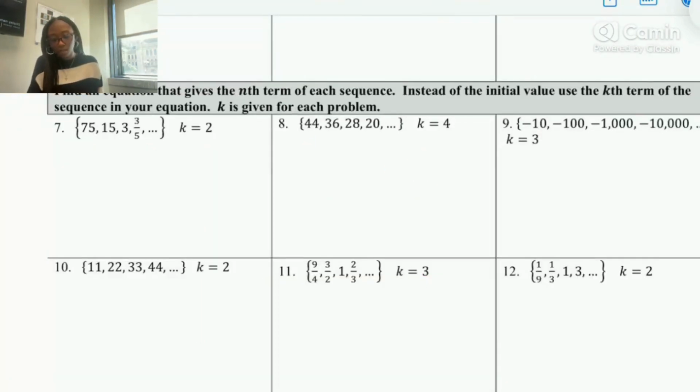Okay, now we'll be finding an equation that gives us the nth term of each sequence. Instead of the initial value, use the kth term of the sequence in your equation. k is given for each problem. So for number 7, we have k equals 2, which is going to be our second term, which is 15. And we're dividing by 5 each time. And another way to say dividing by 5 is multiplying by 1/5.